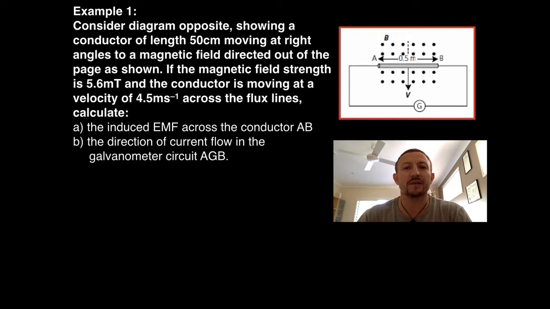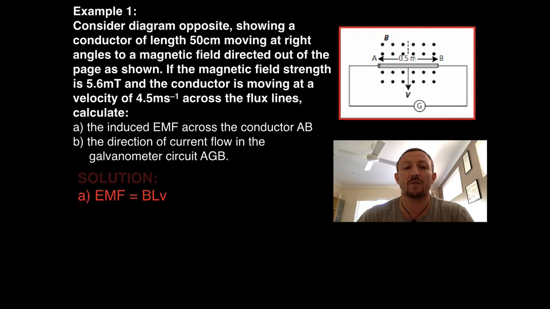So here I've got a diagram which shows a conductor of length 50 centimeters moving at right angles to a magnetic field directed out of the page. Notice there are dots there. If the magnetic field strength is 5.6 millitesla and the conductor is moving at a velocity of 4.5 meters per second across the flux lines, calculate the induced EMF across conductor AB and the direction of the current in the galvanometer circuit AGB. So I'm going from AGB.